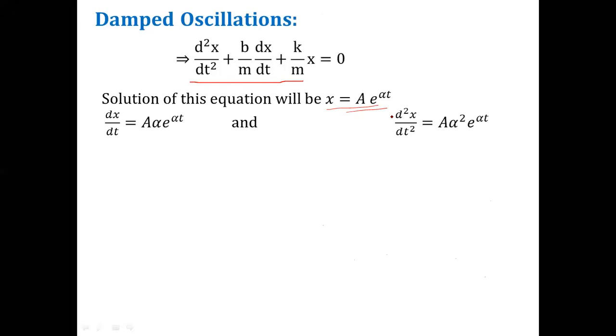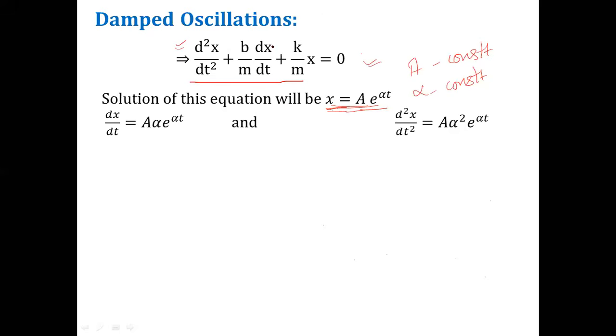If I say that this is my solution here, where a is some constant and alpha is also some constant, both of these are constants that we don't know as of now. We will determine them later. Now, if I say that this is my guess, that probably this would be the solution to the above equation, then this value of x should satisfy this equation, right?